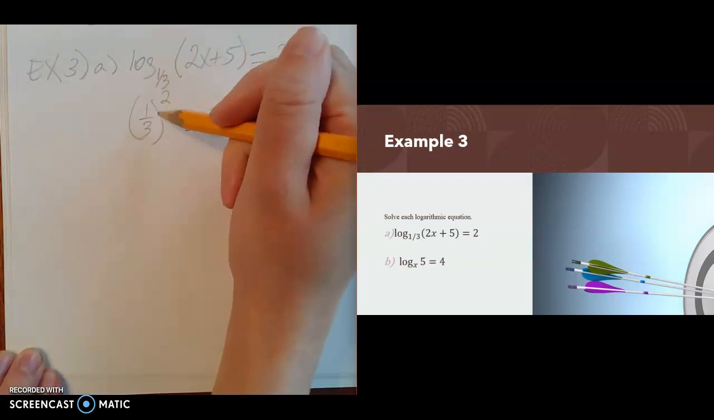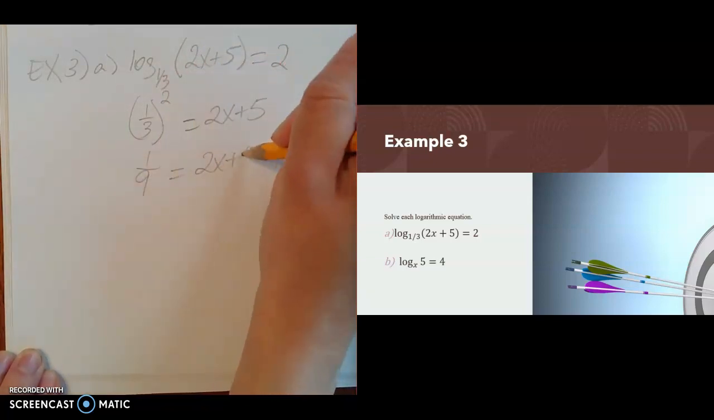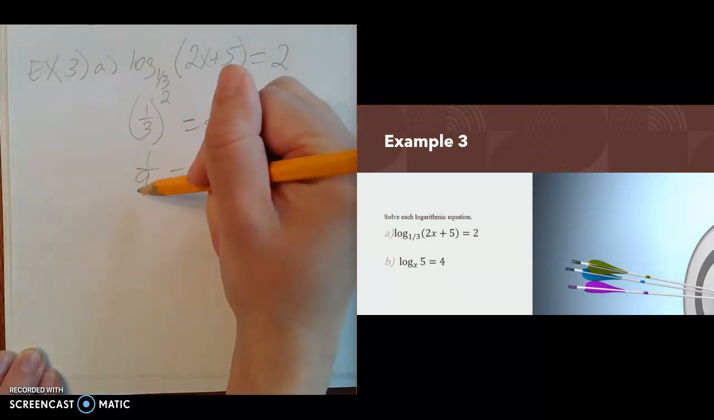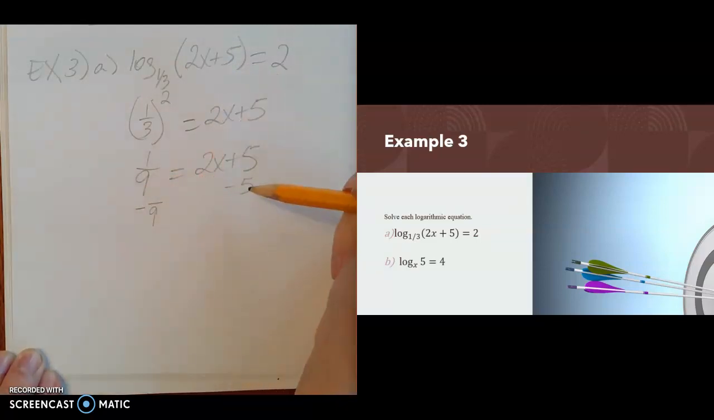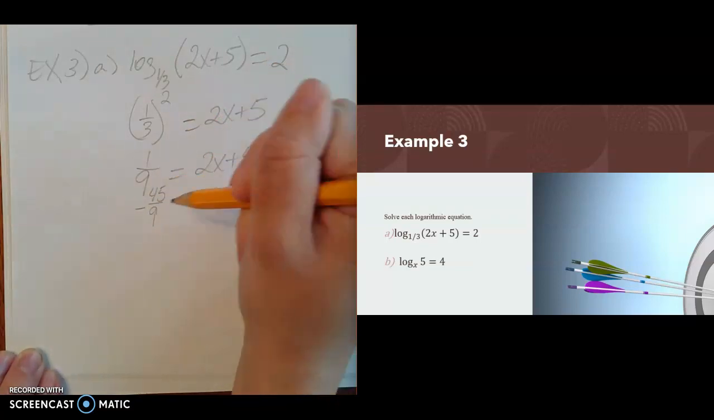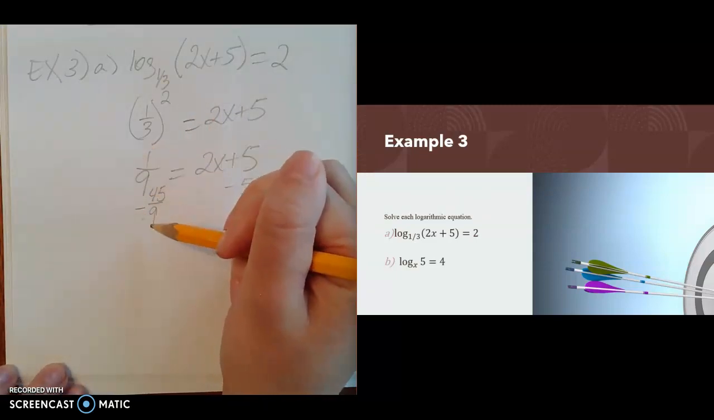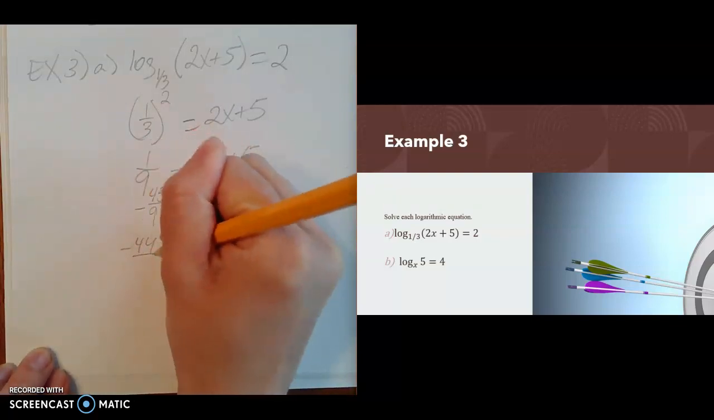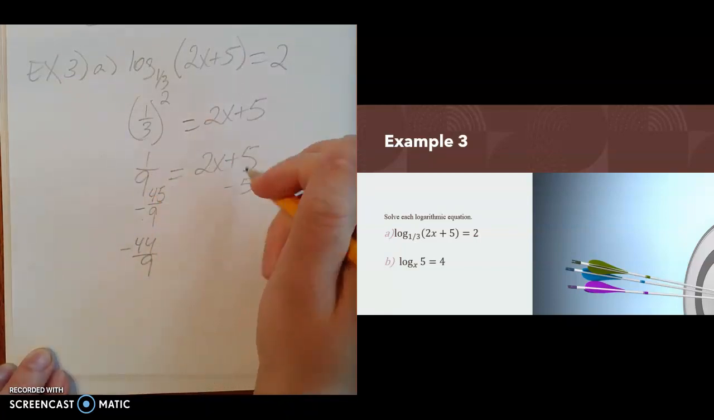1/3 squared. 1 squared is 1 and 3 squared is 9, so that's 1/9 equals 2x plus 5. Then I want to get the x by itself, so I'll subtract 5 from both sides. When I subtract 5, I notice this is a fraction, so let's go ahead and get a least common denominator. 5 is the same thing as 45/9, okay? So I'm just subtracting 5 from both sides. I'm just breaking that 5 into ninths so that I can have an LCD over here. 1/9 minus 45/9 is negative 44/9. So 1 minus 45 is negative 44. You keep the denominator the same.